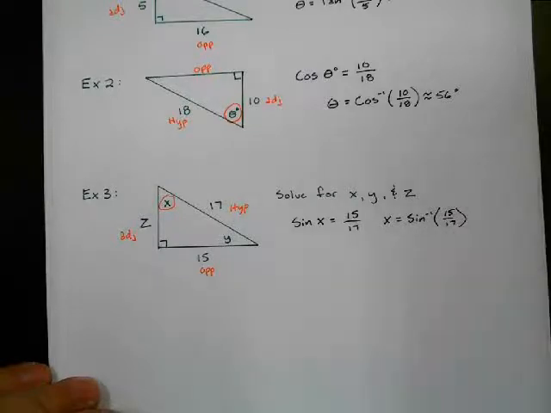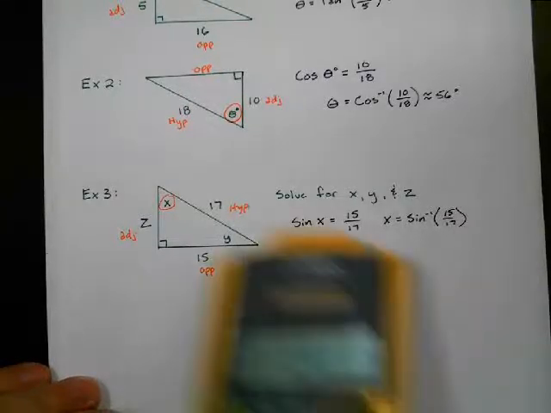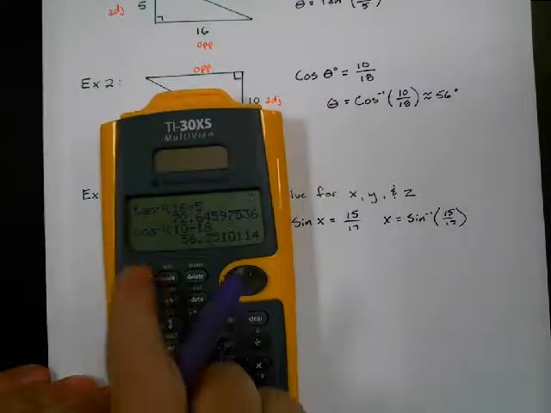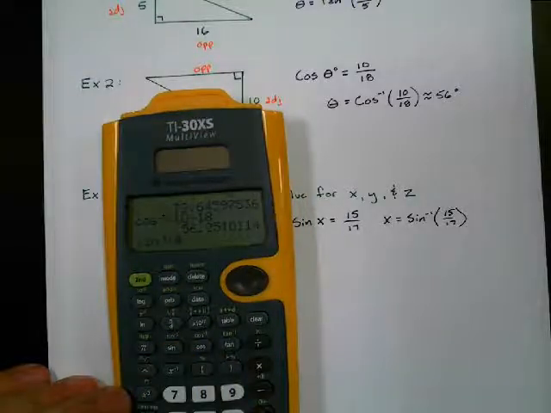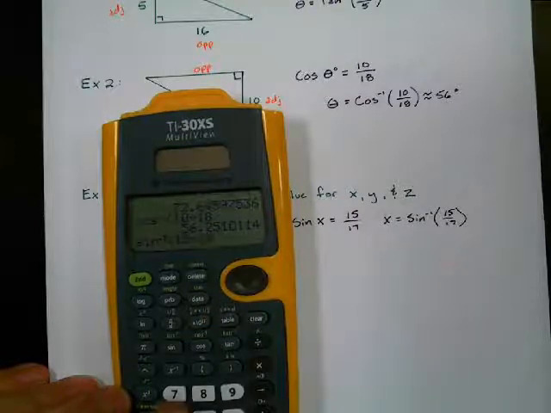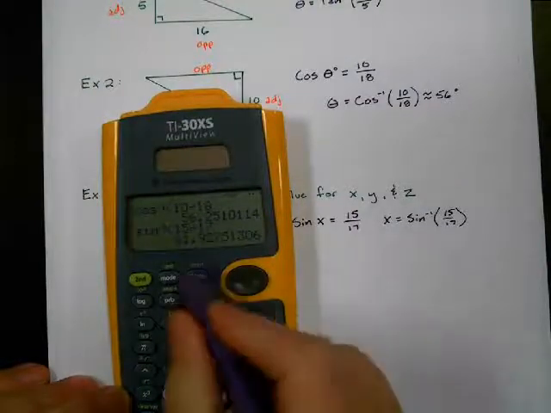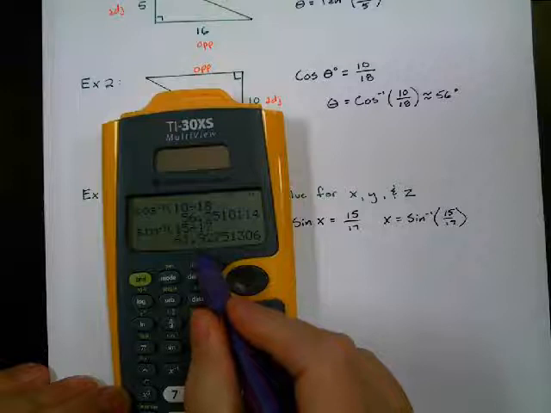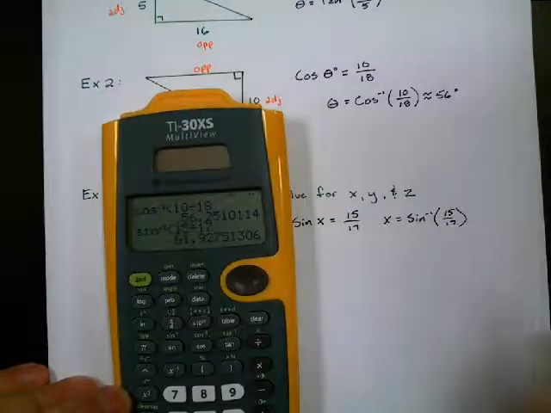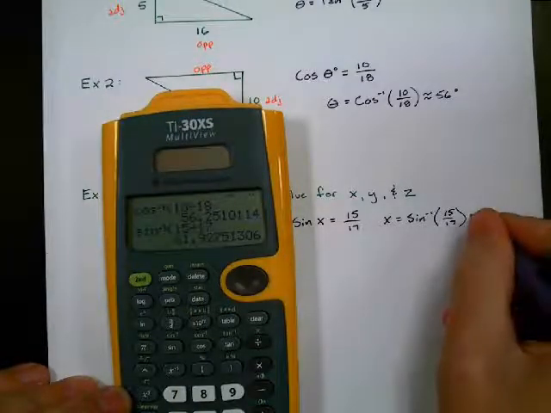All right, so inverse sine of 15 over 17, so second sine, 15 divided by 17, equals about 62 degrees. 61.927513. Okay, we'll just call it 62. All right, so approximately 62 degrees.